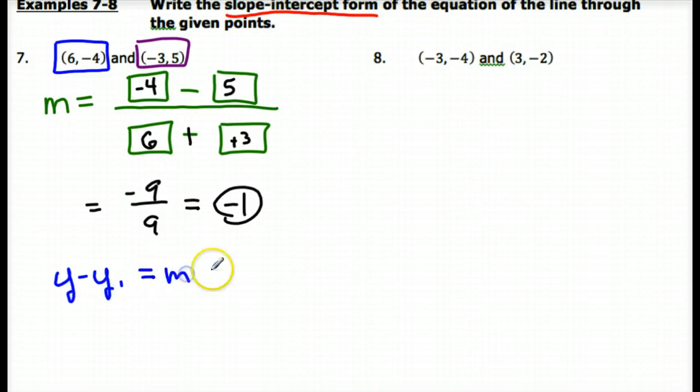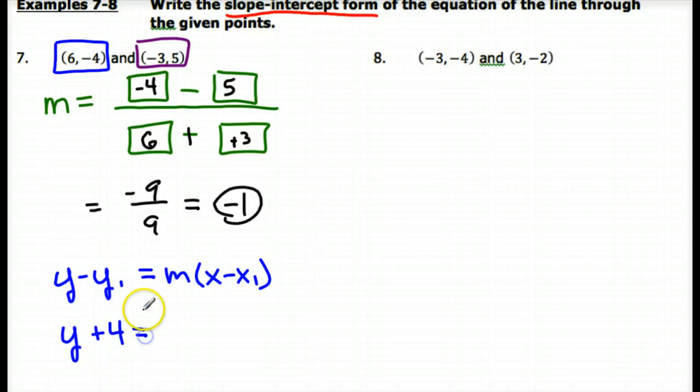I'm going to go ahead and take 6, -4, and I'm going to use point-slope form. So y minus y sub 1 equals m times the quantity x minus x sub 1. Okay, so my y-coordinate of this point here in blue is -4, so this would be y plus 4 equals, my slope is -1, so -1 times the quantity x, and then the x-coordinate is 6, so this would be a -6.